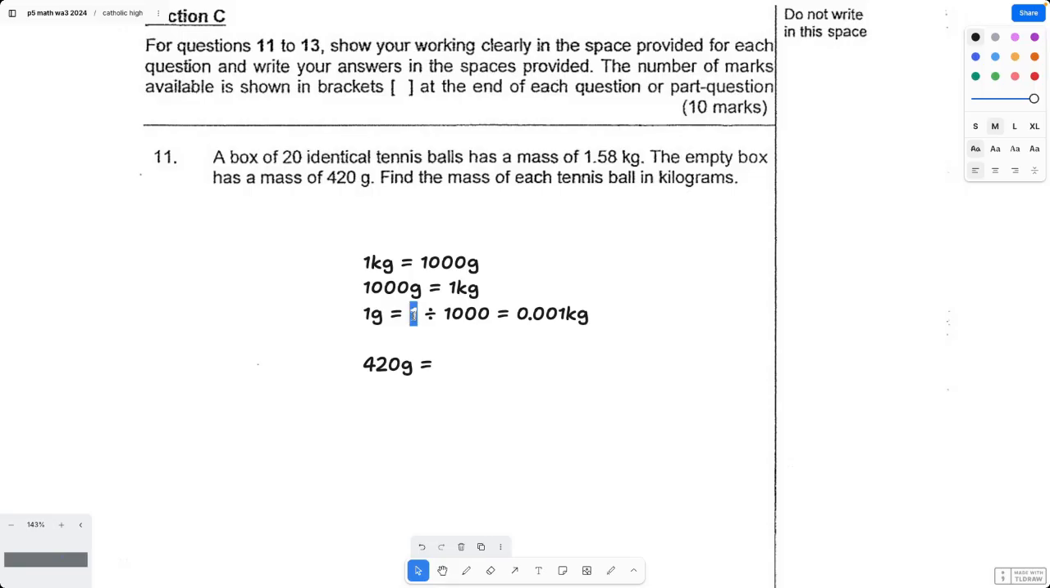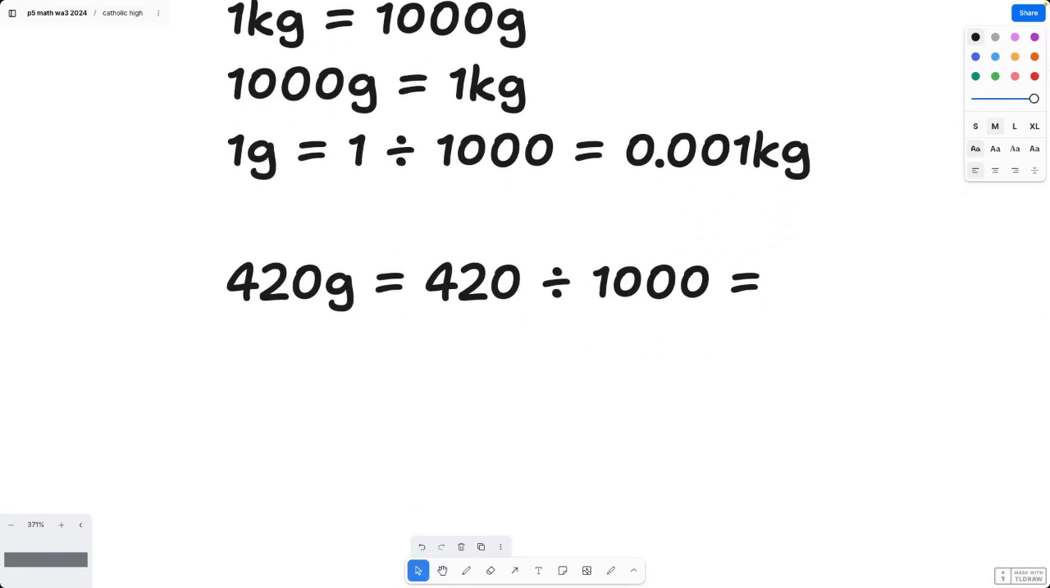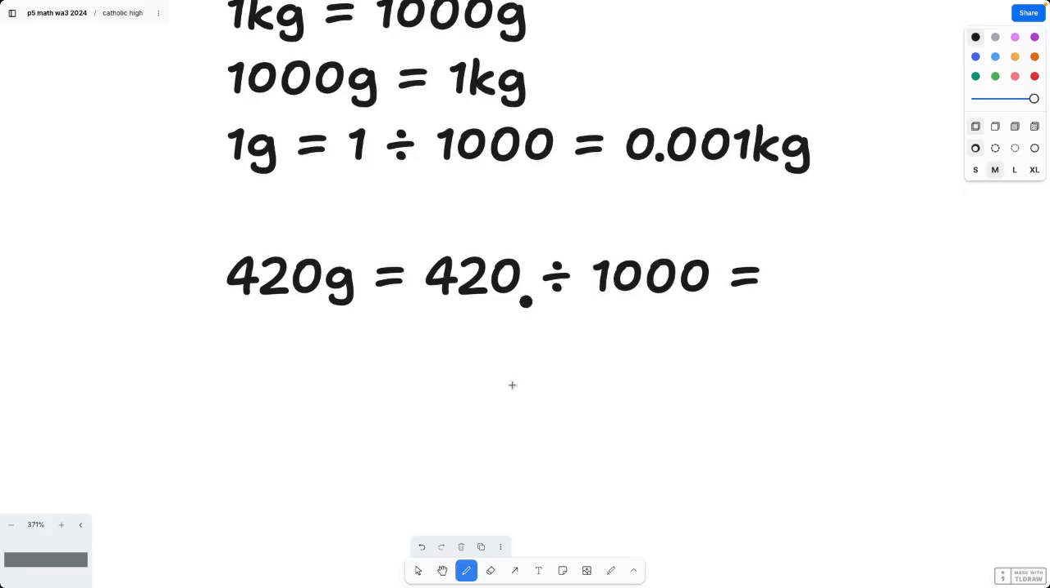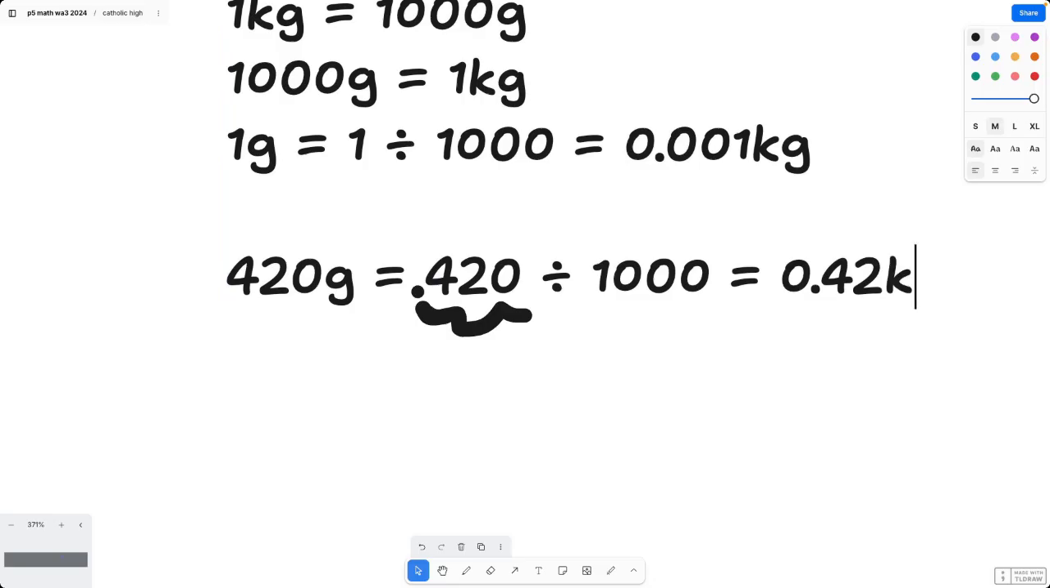In this case, we change 420 grams to 420 and then divide it by 1000. To recap, you have a decimal point and you count the number of zeros: 1, 2, 3. That means we move the decimal point 3 decimal places. If I draw this out, this is 1, this is 2, and this is 3, so we move the decimal point to here. The answer is 0.420, or you can remove the last 0, so 0.42 kilograms.